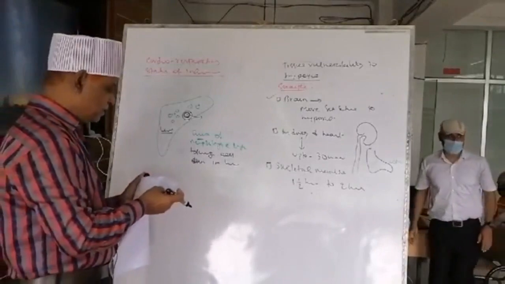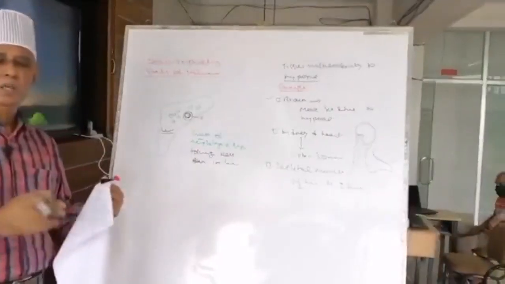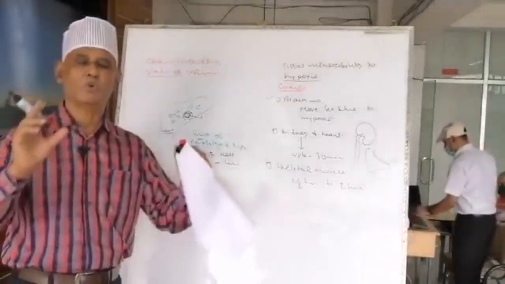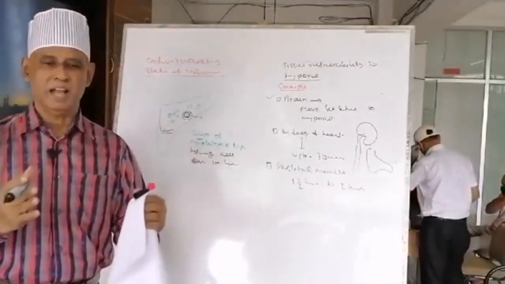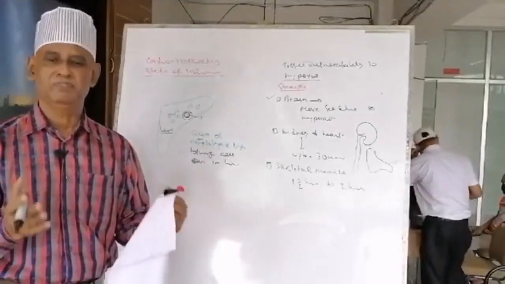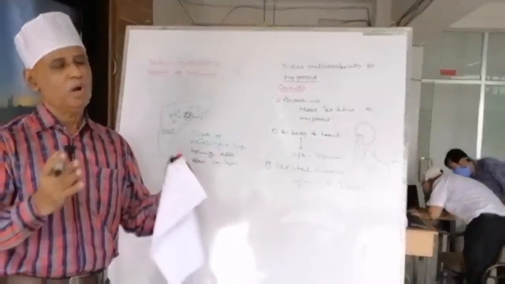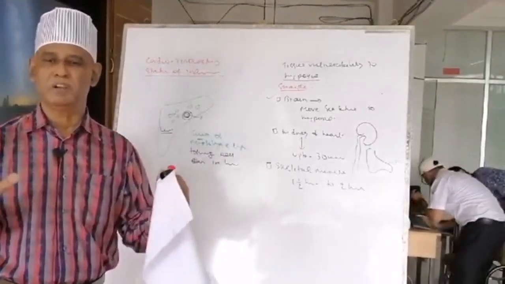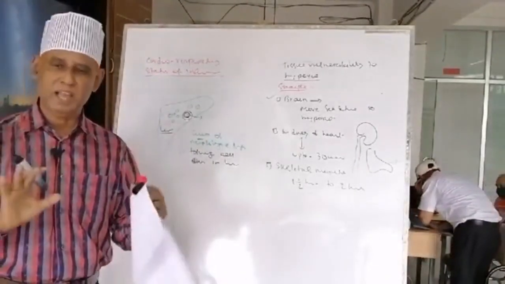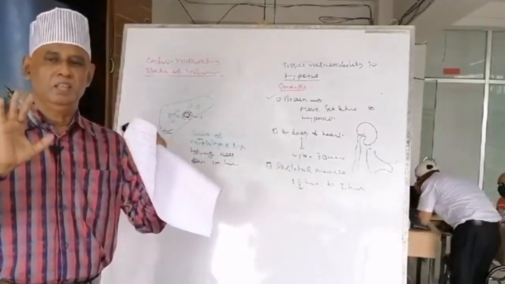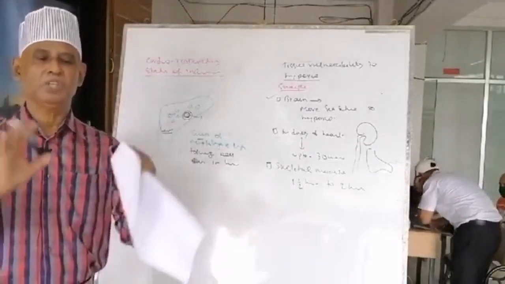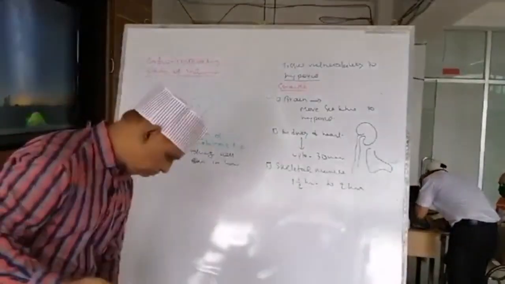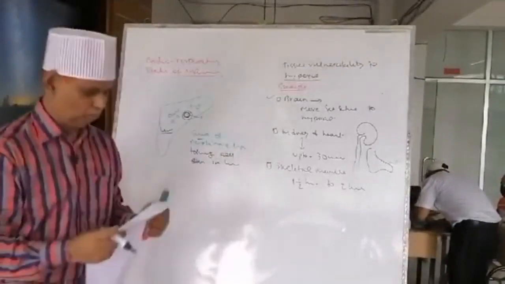And infarct or infarction: infarct is nothing but necrosis. Necrosis caused by ischemia is called infarct. So, all infarct is necrosis, but all necrosis is not infarct. The necrosis caused by ischemia is called infarct or infarction.